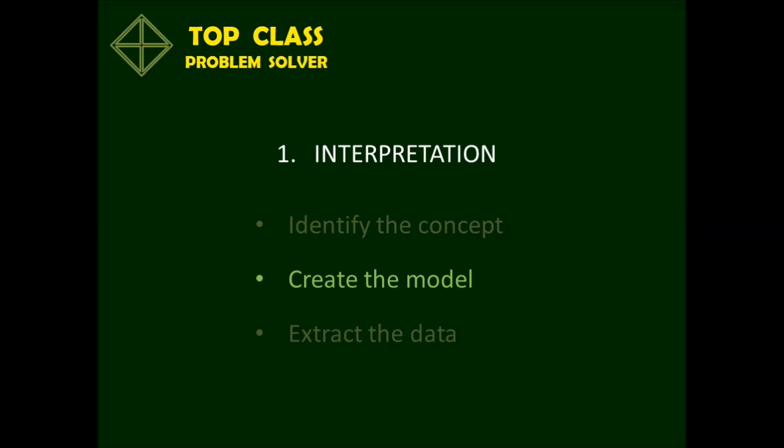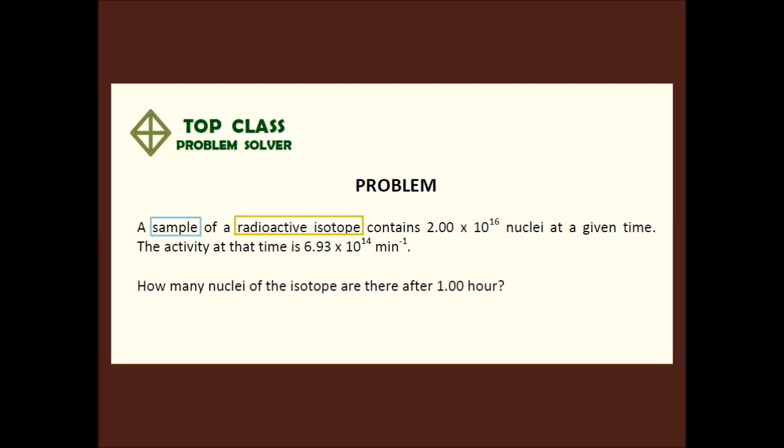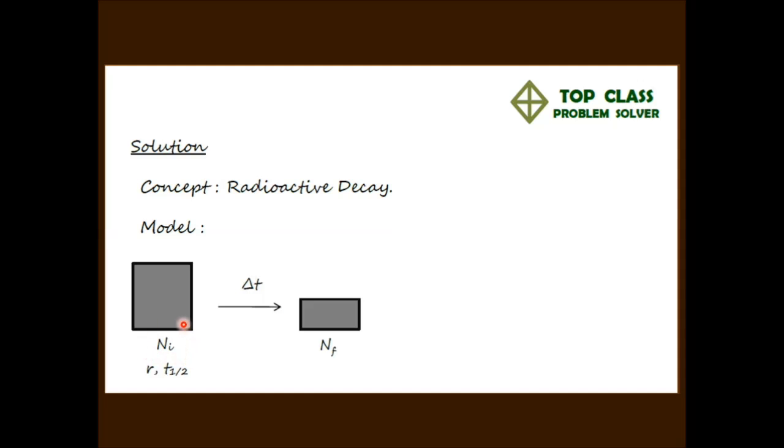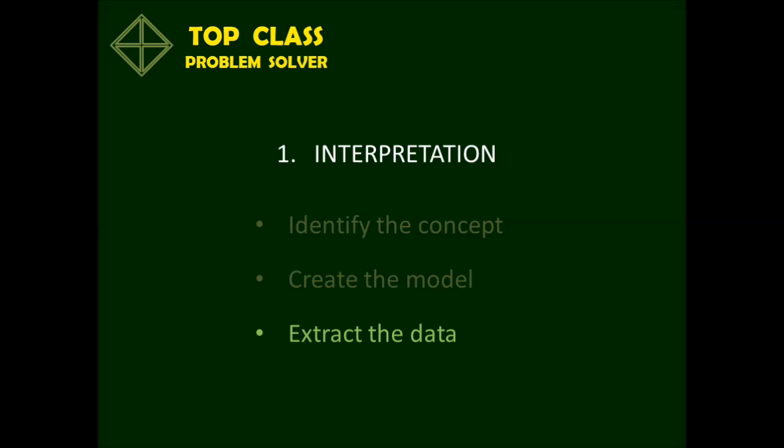The next step of the interpretation is to create the model and represent the model in a diagram. The system consists of a sample of nuclei presented at 2 different times. The sample contains N initial nuclei and N final nuclei. The time interval involved is delta t. The properties of the isotope that may be relevant for this problem are the decay rate R or the half-life t1/2. The third step of the interpretation is to extract the data carefully from the problem.